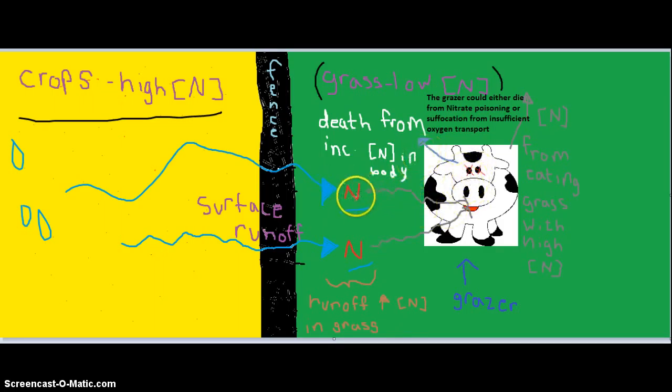So we see that if this grass has high nitrogen concentration and the cow eats the grass, if he continues to eat it, he's also increasing his body nitrogen concentration, right? There are a couple of things that can happen. First, they can just die from the high nitrogen concentration in their body. But also, it can suffocate them. So let's move on to oxygen, and how this can affect oxygen transport.